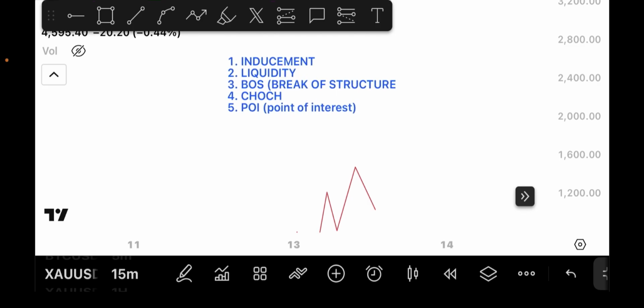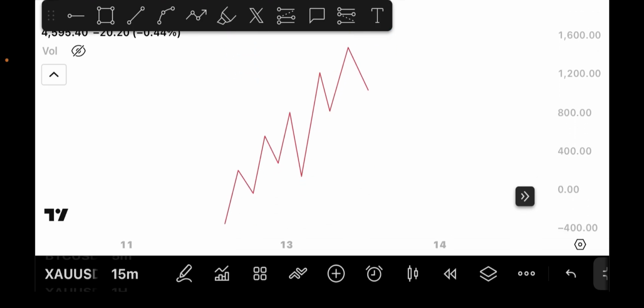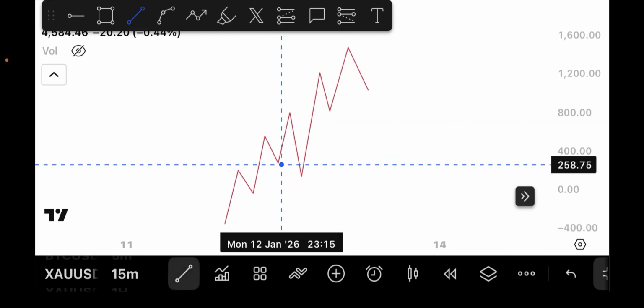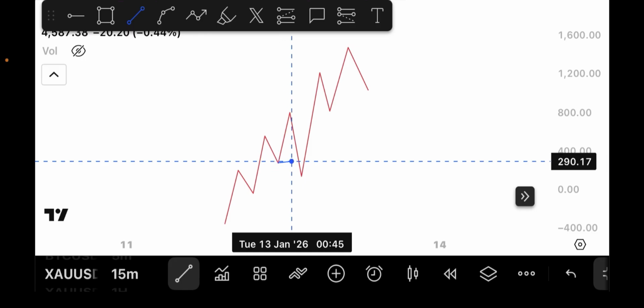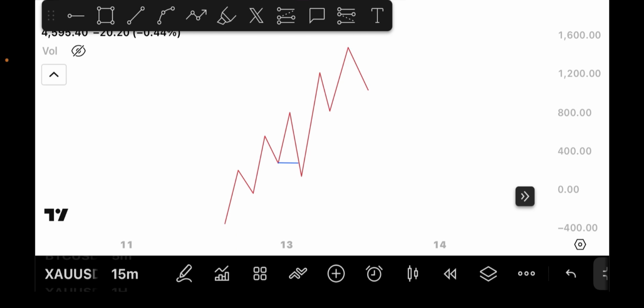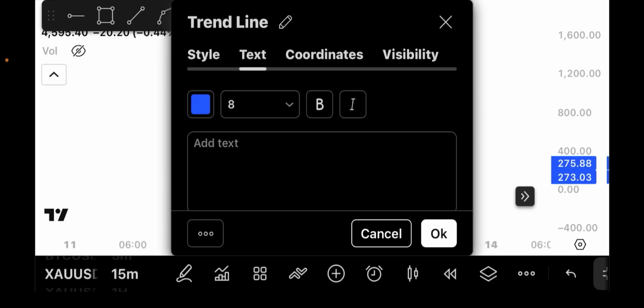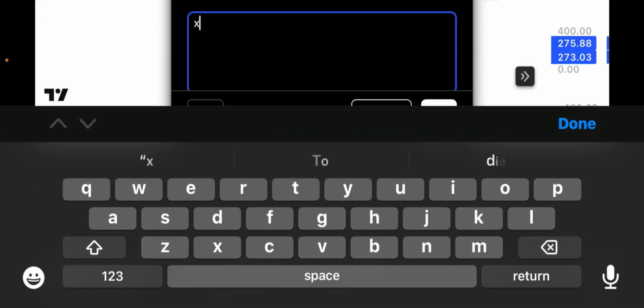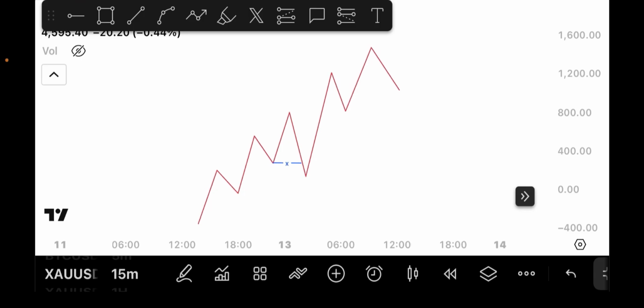And how can we get our inducement? This is our inducement here. This pullback here is what we call inducement. Let me mark it so that we can get it. This is what we call inducement.